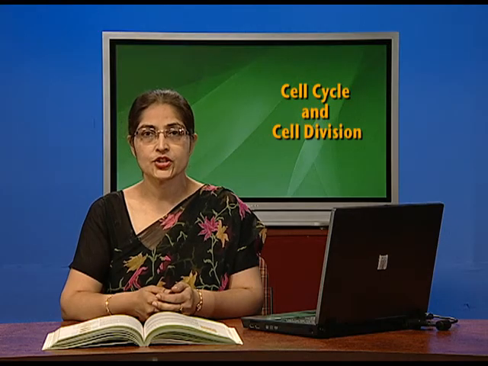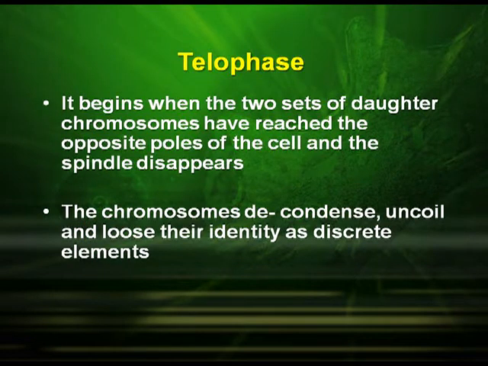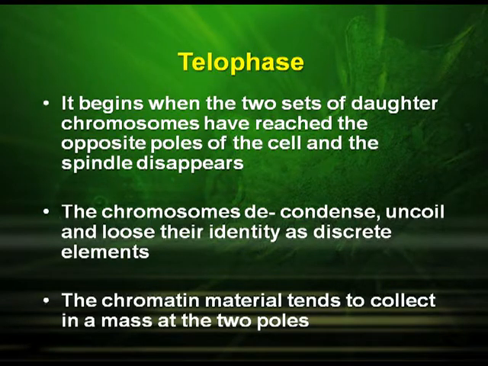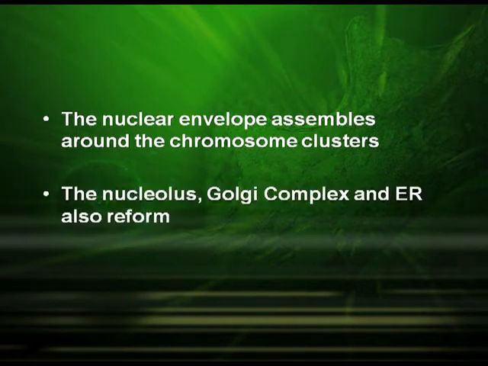The next stage, telophase, begins when the 2 sets of daughter chromosomes have reached the opposite poles of the cell and the spindle disappears. The chromosomes decondense, uncoil and lose their identity as discrete elements. The chromatin material tends to collect in a mass at the 2 poles. The nuclear envelope assembles around the chromosome clusters. The nucleolus, Golgi complex and the endoplasmic reticulum also reform.